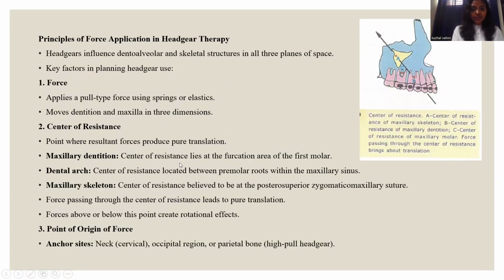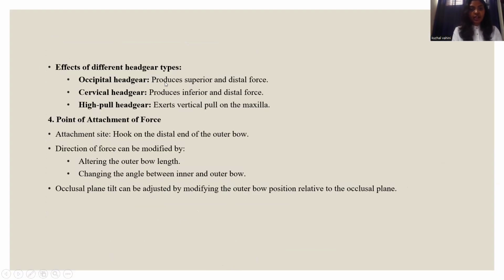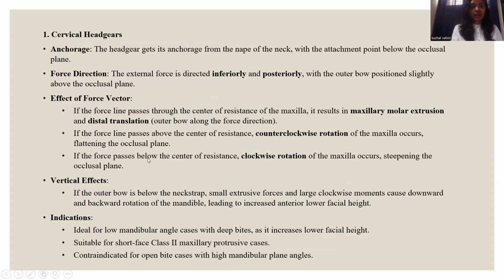For the maxillary dentition, the center of resistance, as we all know, is in the furcation area near the first molar. For the dental arch, it is between the premolar roots, and in the maxillary skeleton, it is believed to be near the posterior zygomaticomaxillary suture. Anchor sites could be the neck, occipital region, and parietal bone. Occipital headgear produces a superior distal force, cervical headgear produces an inferior distal force, and high pull headgear exerts a vertical pull on the maxilla. For the point of attachment, there is a hook on the distal end of the outer bow.